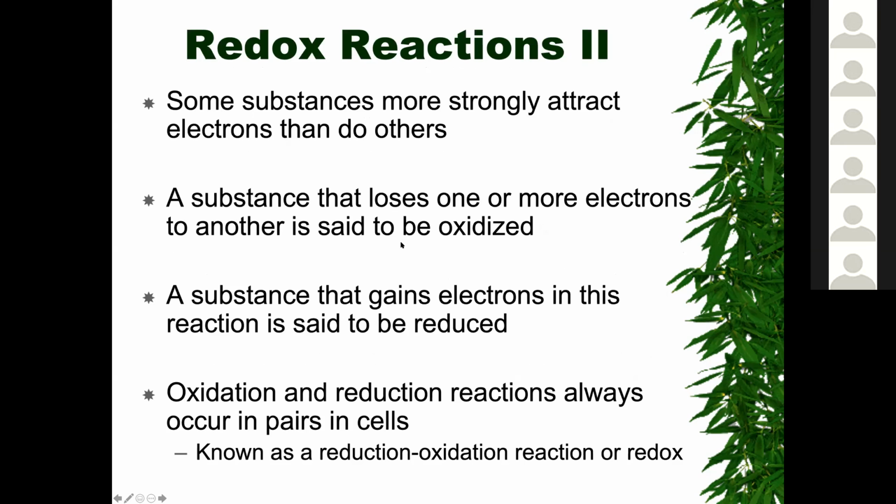Now, some substances attract electrons more strongly than others. A substance that loses electrons is said to be oxidized. If it gains electrons, it's said to be reduced. And oxidation and reduction always occur in pairs. Or another way to say that, if one occurs, the other one also occurs.